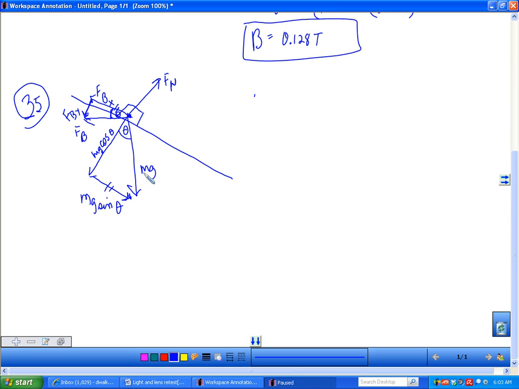Alright. So this is FB cosine theta. And you probably need to pause this and stare at that and make sure that you can make sense of it and get it drawn on your paper.